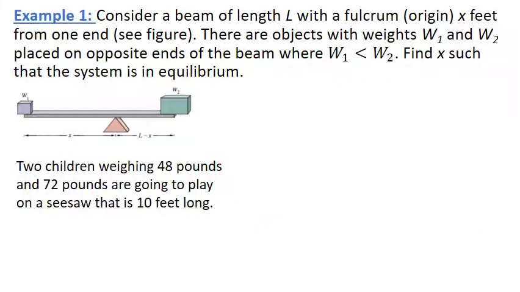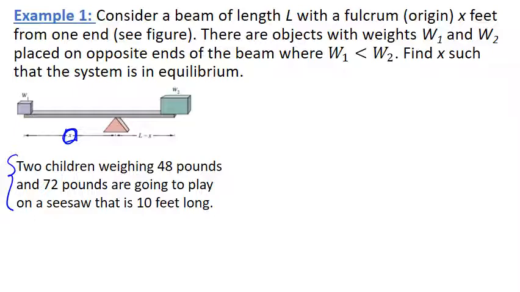Here's our first example, and it says consider a beam of length L with a fulcrum or the origin x feet from one end. There are objects with weights W1 and W2 placed on opposite ends of the beam where weight 1 is less than weight 2. We want to find the value of x, so it's going to be a distance, that the system is in equilibrium. And then we're given more specific information here. So this is kind of like a teeter-totter, you can think of it.